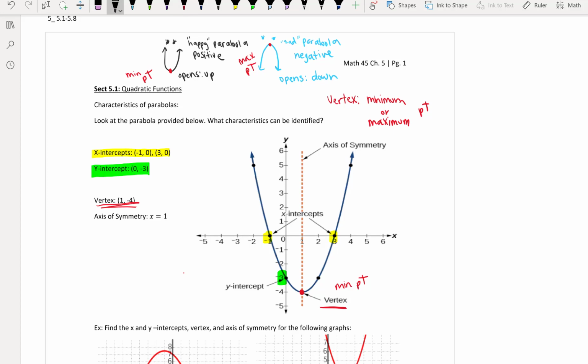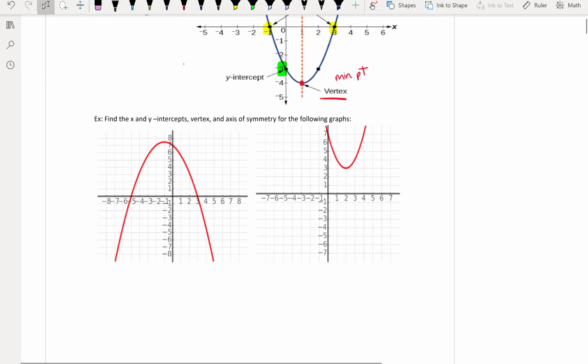The axis of symmetry is going to be x equals 1 because the x coordinate of the vertex is 1. So that's how we get the axis of symmetry. You cannot get the axis of symmetry until you know the vertex. You absolutely need the vertex before you can have your axis of symmetry. Okay, so that's our general introduction to our parabolas. Now let's look at some examples.